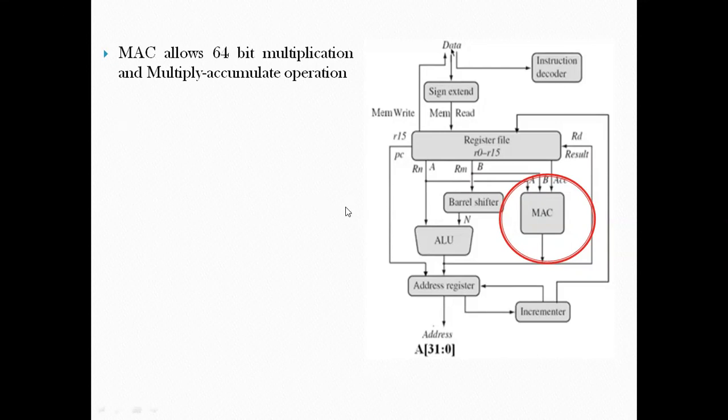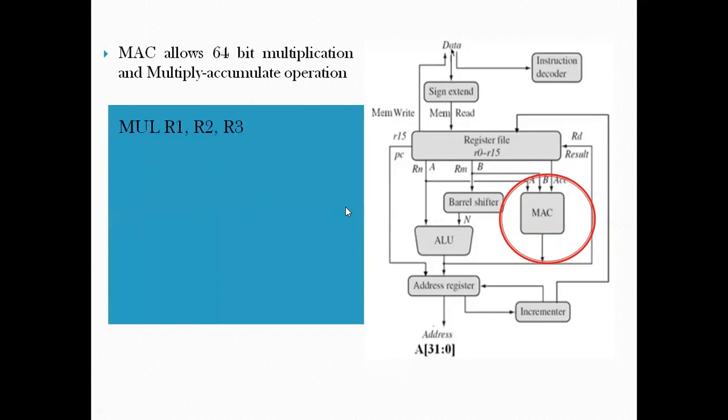But in this case we are having this, and multiply and accumulate means we can add a number along with the multiplication. That is the second number which is there, second operand, that is Rm. The number which is coming through AC, that is ACC, that is added to the operand Rm and then it is multiplied by this. So this is a simple multiply instruction where R2 is multiplied by R3 and result is stored in R1.